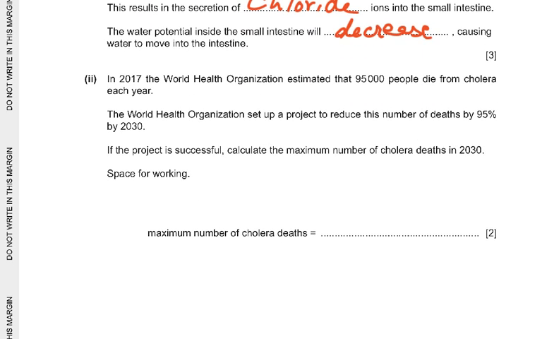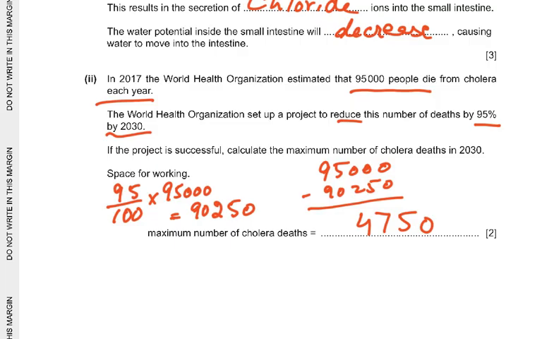Now there's a bit of maths, which we all are very scared of. In 2017, the World Health Organization estimated that 95,000 people die from cholera each year. The World Health Organization set up a project to reduce this number of deaths by 95% by 2030. If the project is successful, calculate the maximum number of cholera deaths in 2030, with space for working. So my way of doing this, maybe you have a better way. I'm not sure, my maths is not very good. I'm sure your maths is much better. So the answer was 4,750, and if you got that right, you got 2 marks for that.